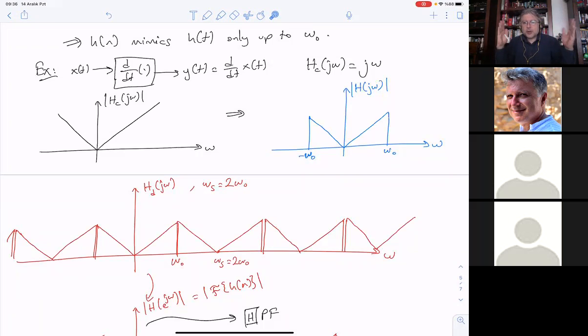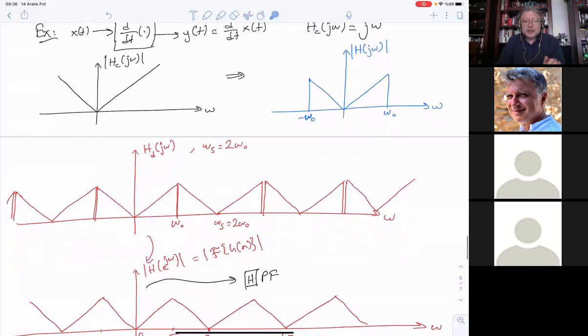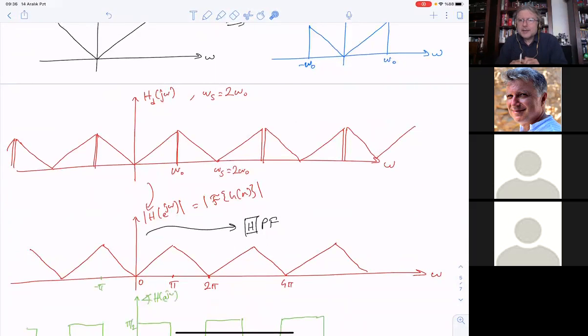You will first crop that H of j omega between minus omega 0 and plus omega 0. You will have to crop it and then repeat it as if you have sampled at 2 omega 0. You repeat it, so you come up with these red shapes here. And that repetition period you make to be 2 pi. I did not write what H of n is here, but this is the Fourier transform of it.